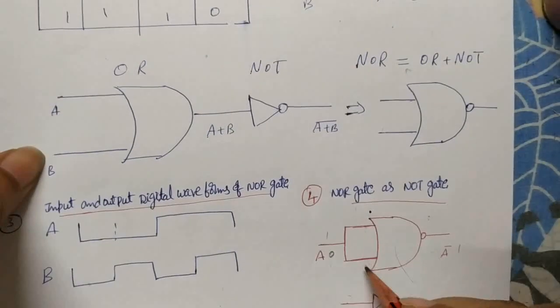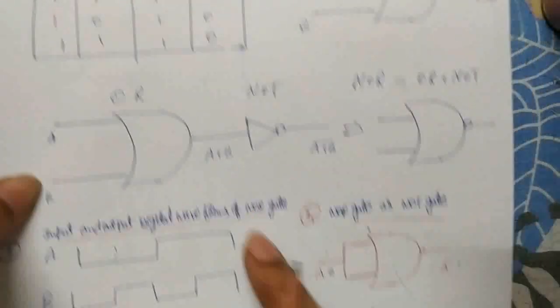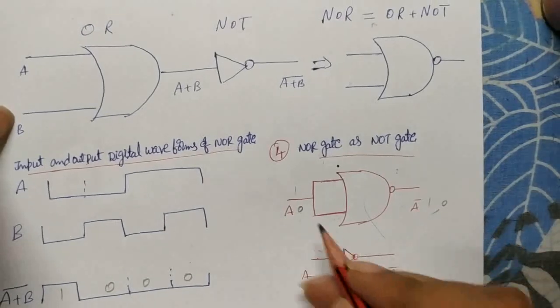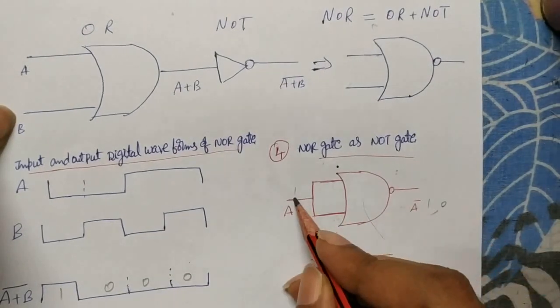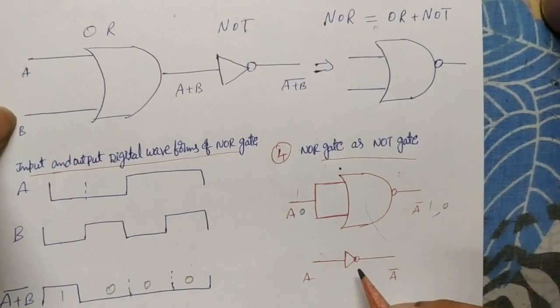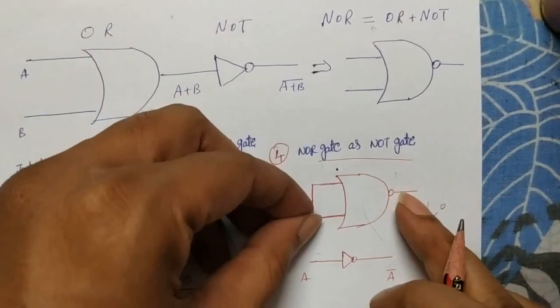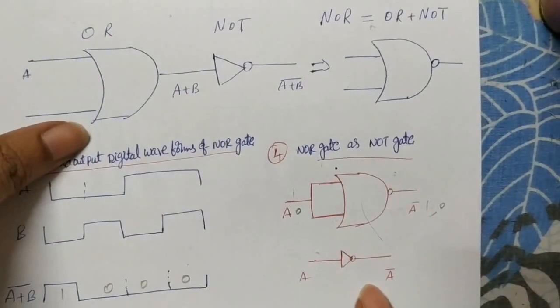Both are 1 only. Then with 1 and 1, what do you get? We get 0. So the output is 0. That means input 0 gives output 1, and input 1 gives output 0. This is like a NOT gate. That means when the two inputs of a NOR gate are short circuited, joined together, it behaves like a NOT gate.